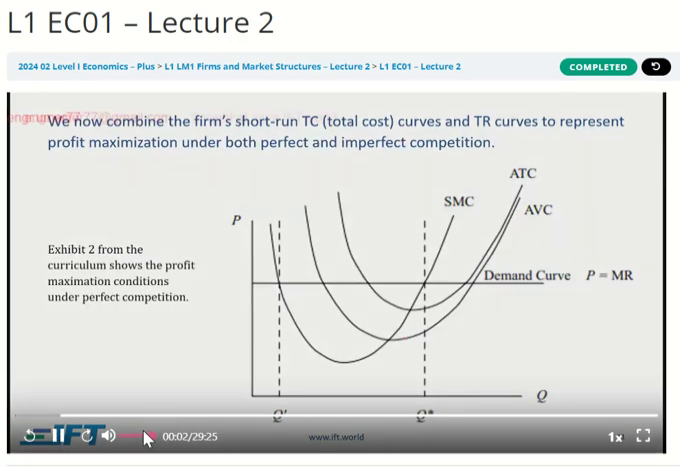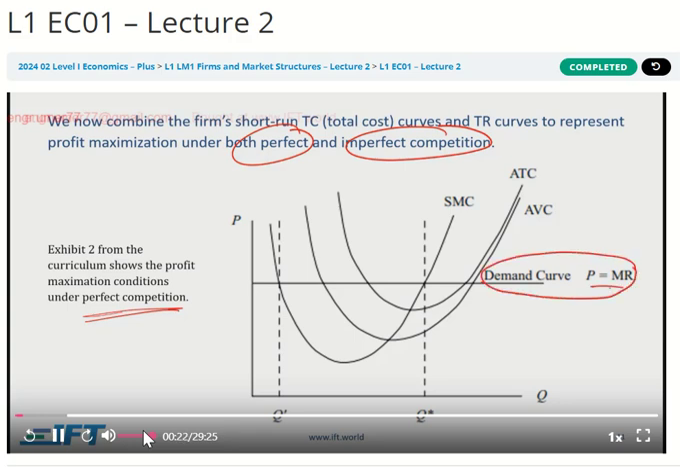Now let's bring in the cost curves and understand where profit is maximized. Now we're going to do this separately for perfect and imperfect competition. So the graph you see over here is for perfect competition. Let's discuss perfect competition and then we will talk about imperfect competition after that. As you can see over here, the demand curve, the price and the MR, this is for perfect competition. It is flat, horizontal.